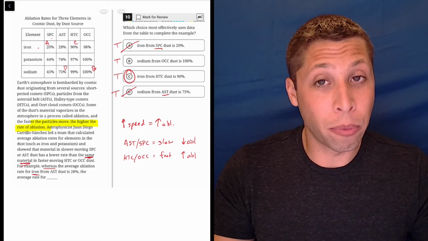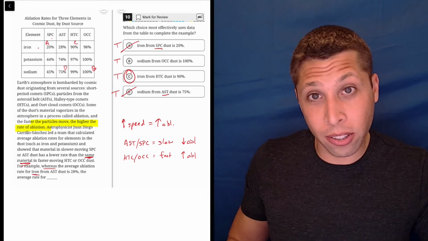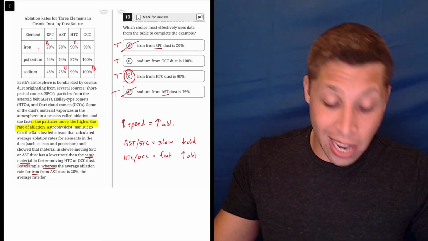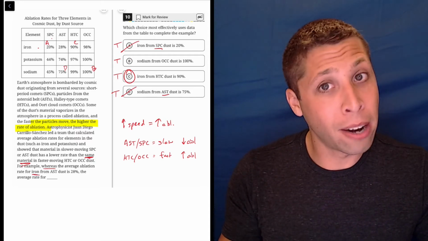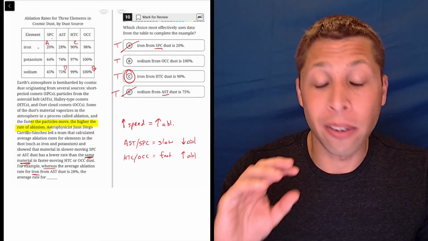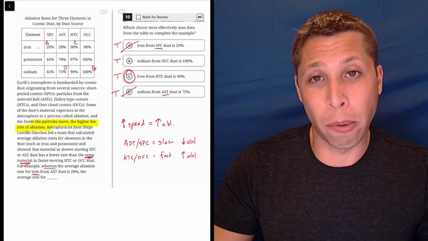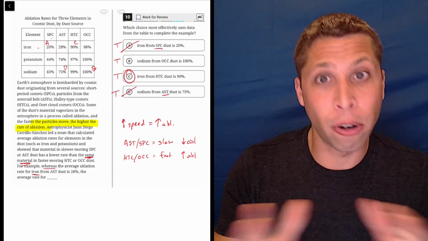But I think what really helped me here is I took all the stuff that was in that long passage and I wrote it out in these little arrows so I could understand in normal symbols what they were trying to say, and that really helped me narrow this down very quickly.